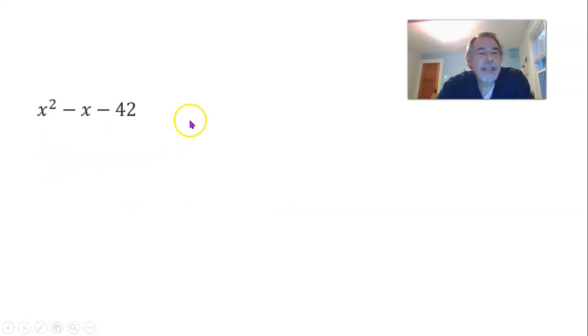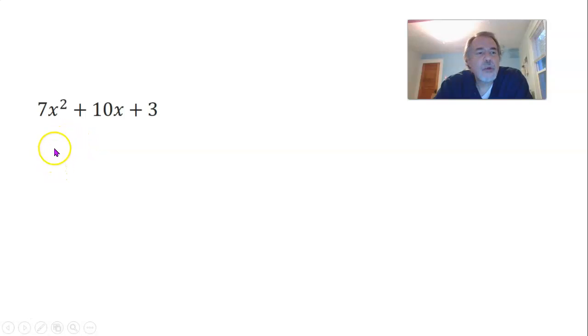X squared minus x minus 42. X minus 7 times x plus 6. Remember, the numbers have to multiply to negative 42, and they have to add up to, well, negative 1. A plus 6x and a minus 7x combined to just minus x.